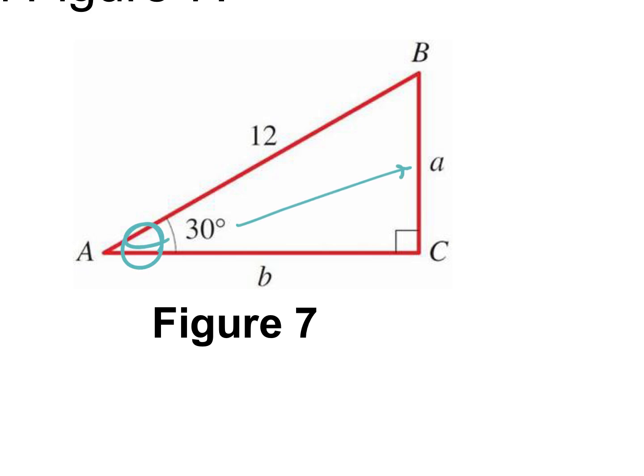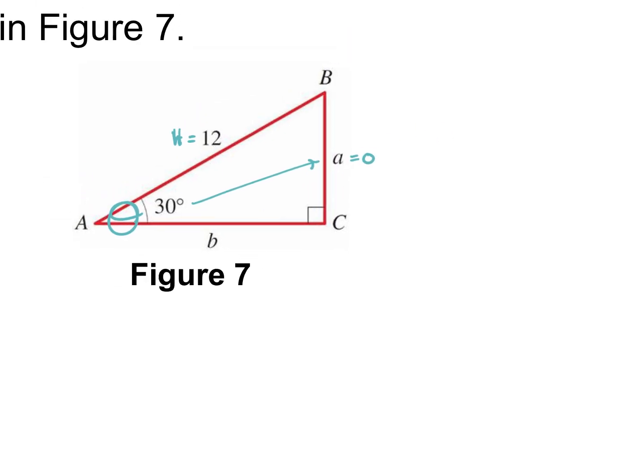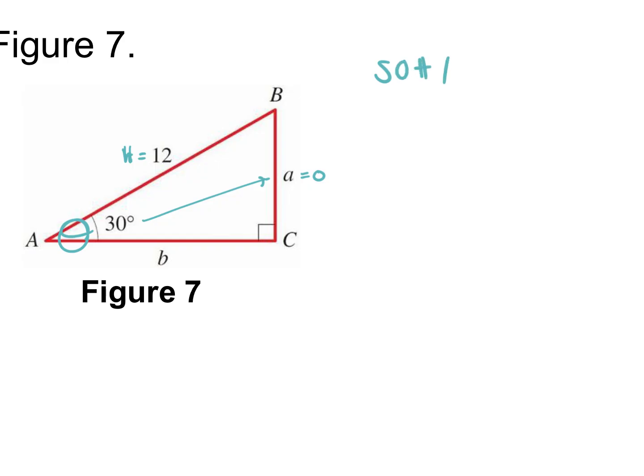Is A opposite, adjacent, or hypotenuse? It would be our opposite. And is 12 adjacent or hypotenuse? Hypotenuse. It's opposite of our right angle, so that's our hypotenuse. Which trig function using our SOHCAHTOA involves opposite and hypotenuse? So sine. So I'm going to say the sine of 30 degrees equals opposite over hypotenuse. So that would be A over 12.